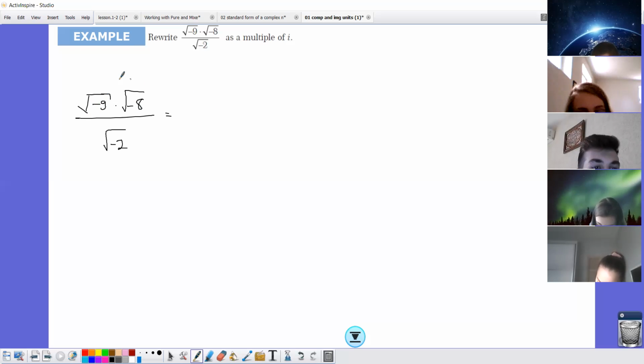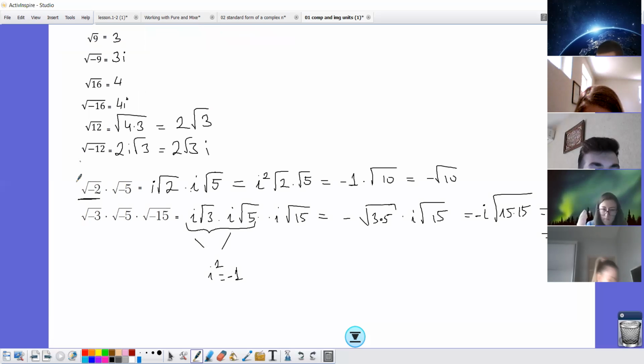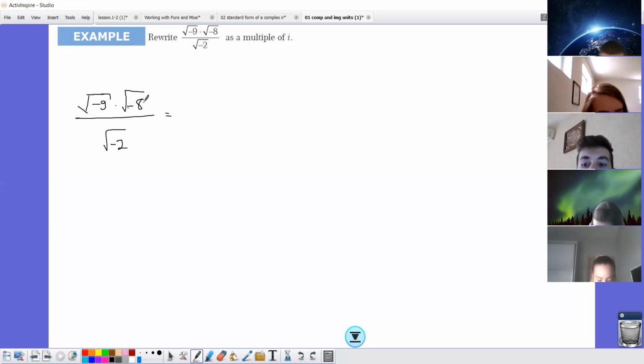I need to take this minus out. How will I take it? What we said here: when you have a minus, you have i. So root of -9 will be 3i. Yes. Here, root of -8.